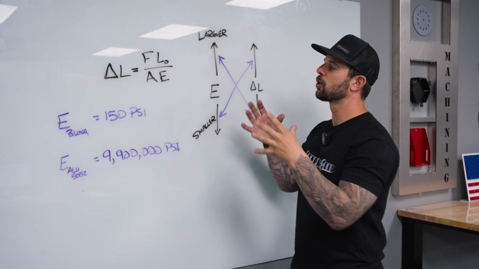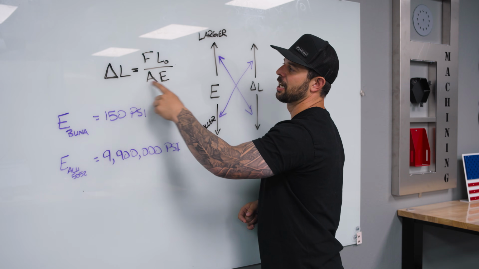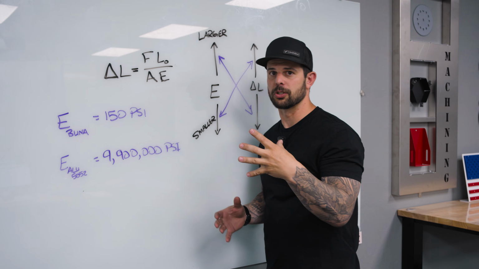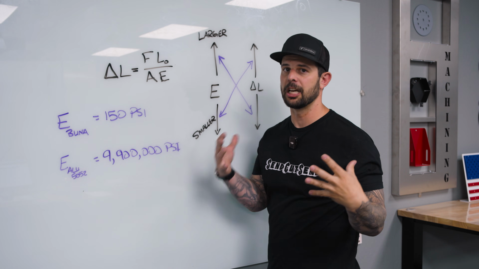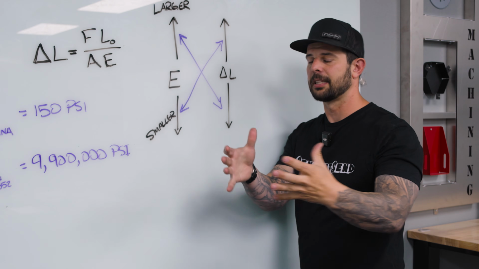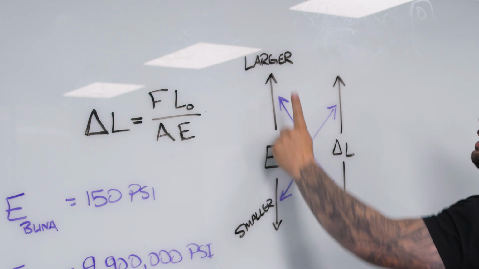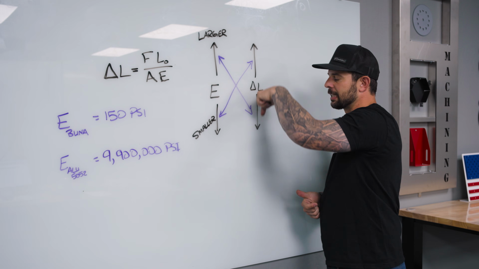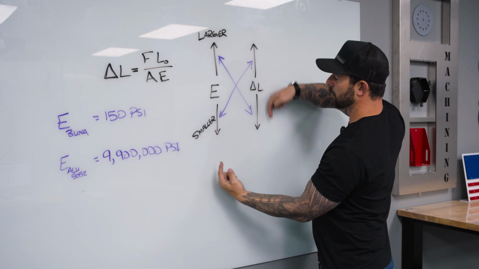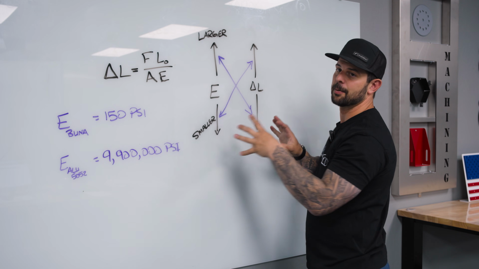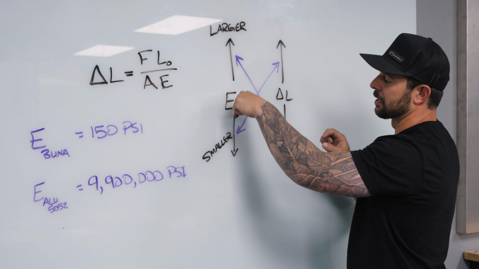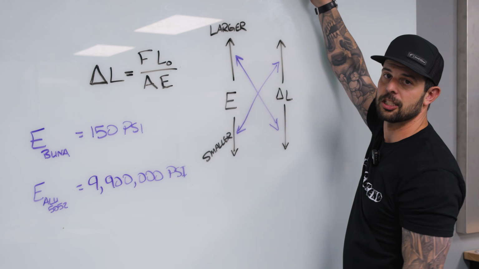If we look at the equation overall, we can see that the Young's modulus is inversely proportional to the change in length, or that elongation that we're trying to calculate. Another way to look at this is that if we take our Young's modulus and we go to, say, infinity, or get really, really large, our change in length is gonna get really, really small. So we're going inversely proportional. The same is the opposite. As our Young's modulus gets smaller, our change in length gets larger.